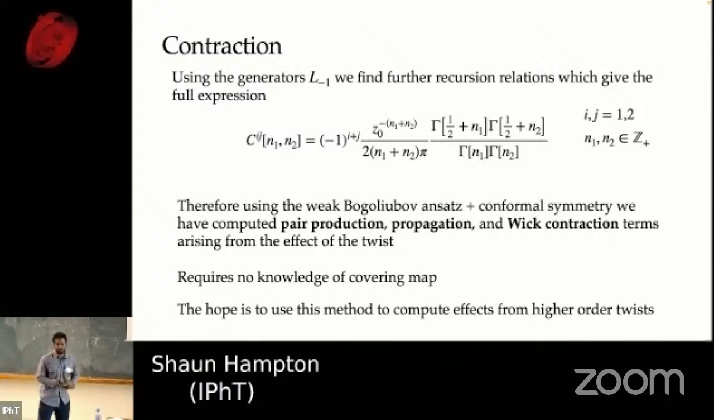And so what we've done is we use what we call the weak Bogoliubov ansatz. We didn't impose the condition on the gamma coefficient. Instead we replace it using the conformal symmetry, the Virasoro generators. And so we've computed pair production, propagation, and width contraction. The good thing is this requires no knowledge of the covering map.